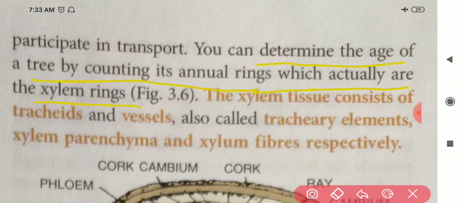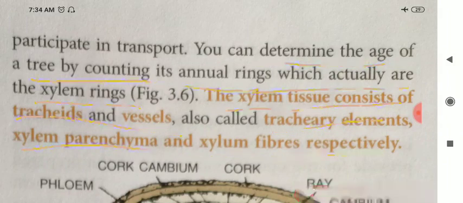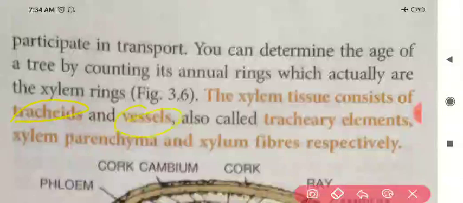Next, my dear students, what does xylem consist of? Different parts of xylem. Write this line: the xylem tissue consists of tracheids and vessels, also called tracheary elements, xylem parenchyma and xylem fiber or xylem sclerenchyma. So xylem consists of tracheids, vessels, xylem parenchyma, xylem fiber or xylem sclerenchyma. Have you all understood?